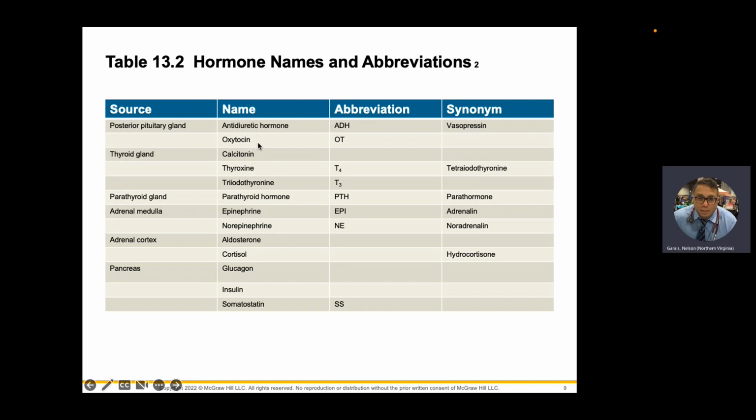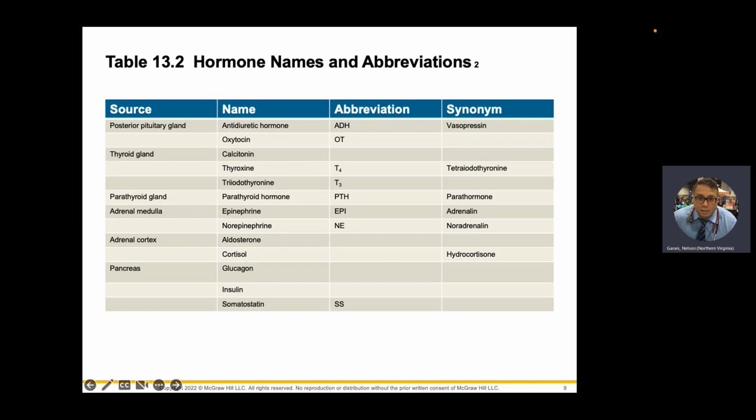And oxytocin tells the uterus, especially during delivery, to contract, so that the pushing or the contraction of the uterine musculature, which is the middle layer of the uterus, can help push baby out. And those are the 2 in the posterior pituitary.